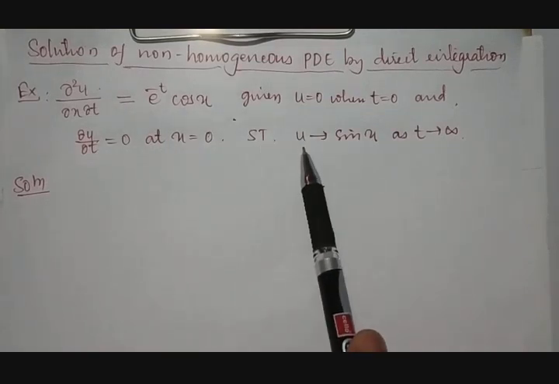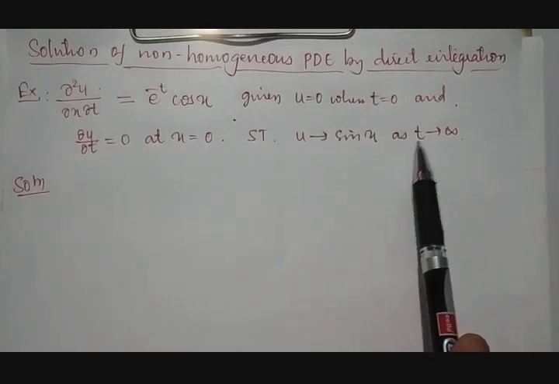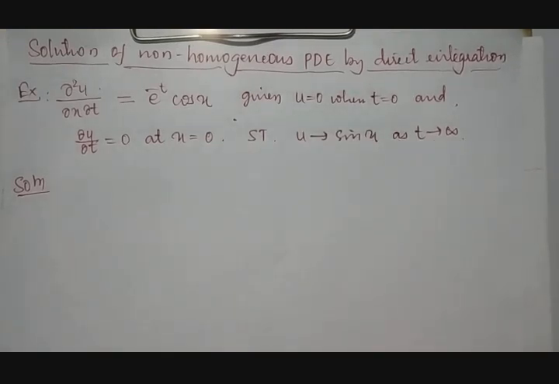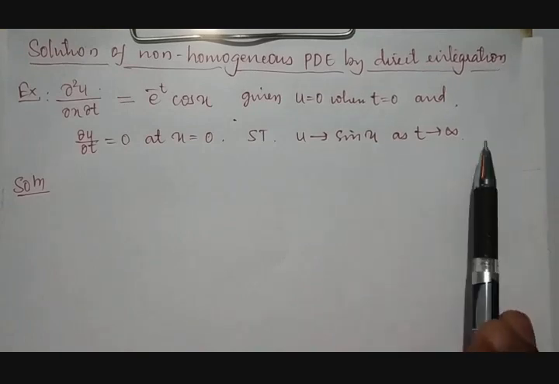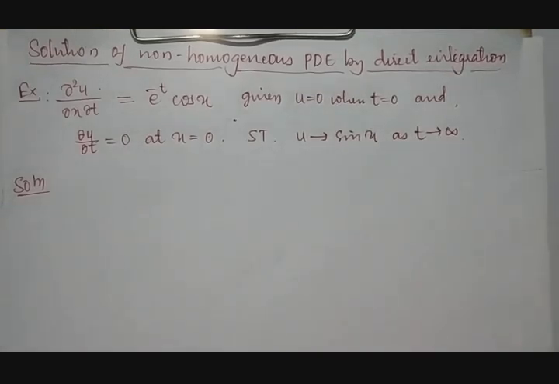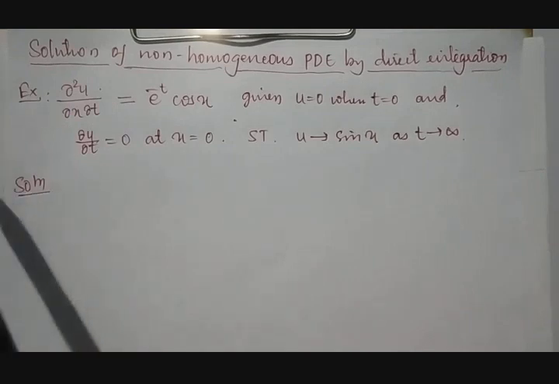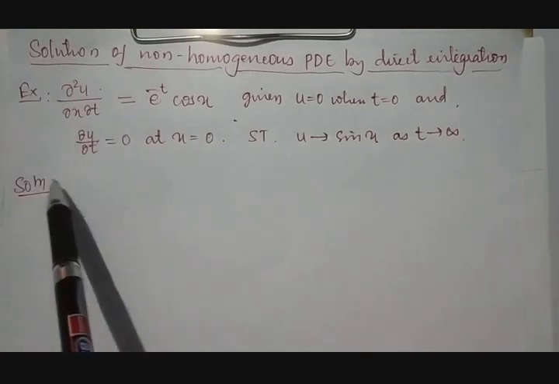Further, we need to show that u tends to sin x as t tends to infinity, meaning if the value of t is infinity, then automatically u becomes sin x. That we need to show. So this part we'll take later afterwards. First we'll concentrate on this example. Try to understand this example first.